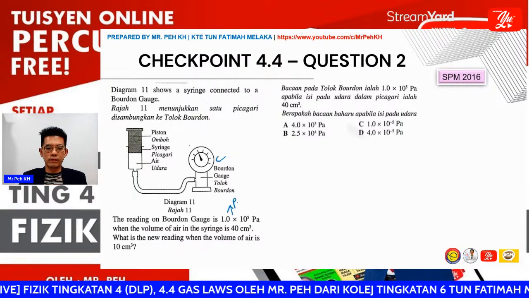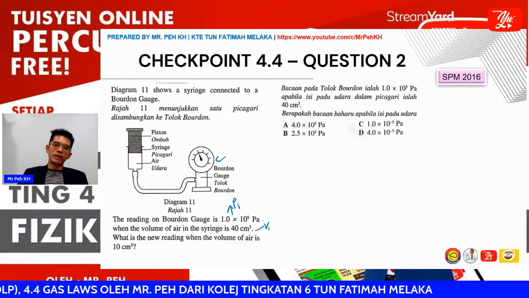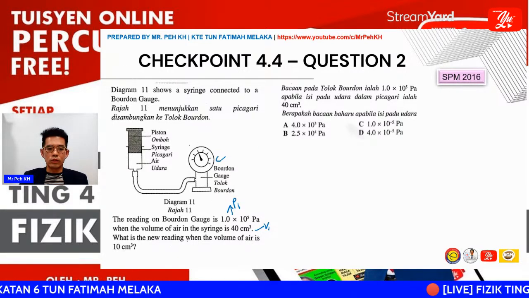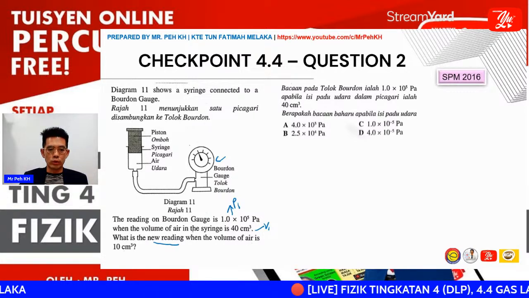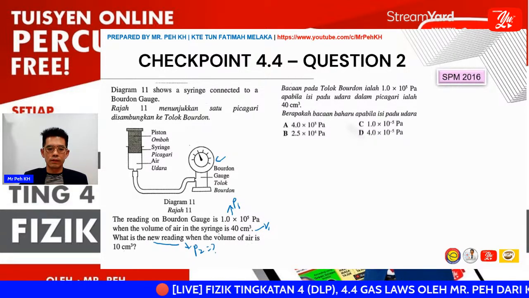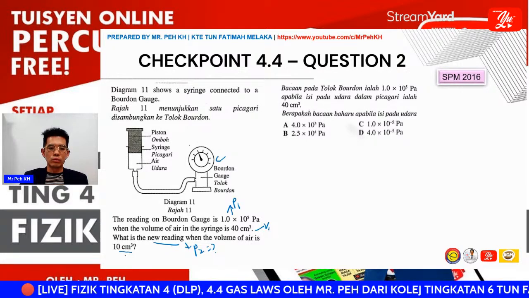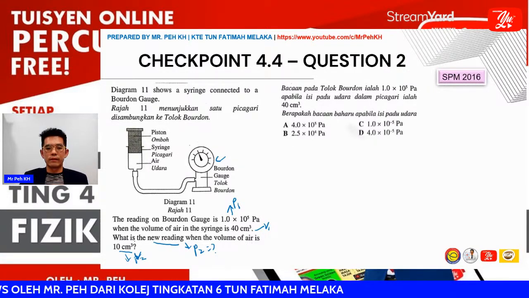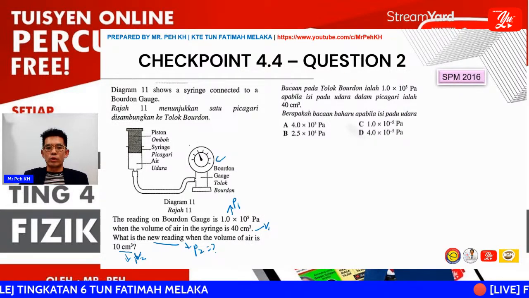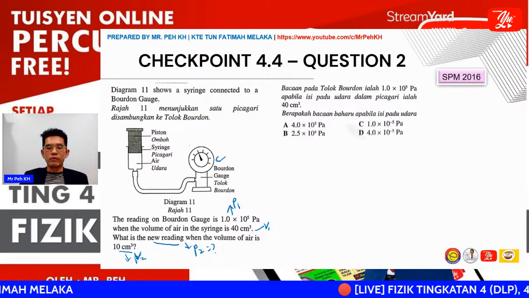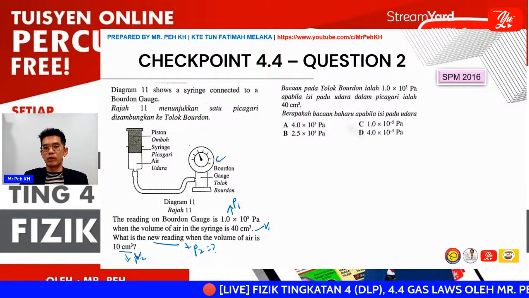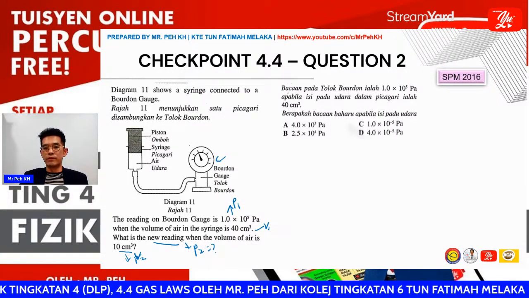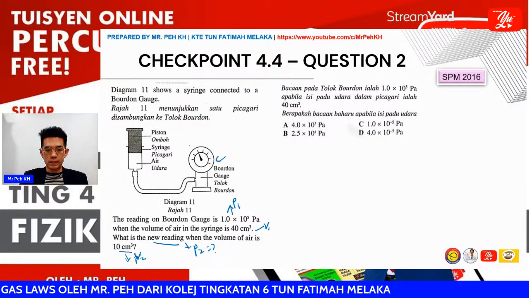So that means here we have P1, we have V1. P and V referring to Boyle's law, right? Now the question is asking you to get the new reading of the Bourdon gauge, so we need to find out P2, when the volume of air decreases to 10. This one is V2. When the volume decreases, the pressure is expected to increase, because Boyle's law tells us P and V are inversely proportional. When V decreases, P increases.